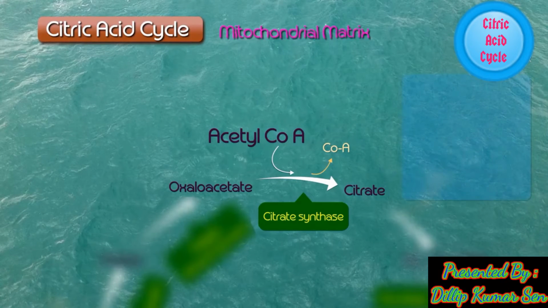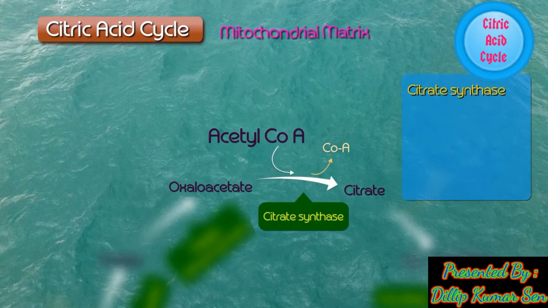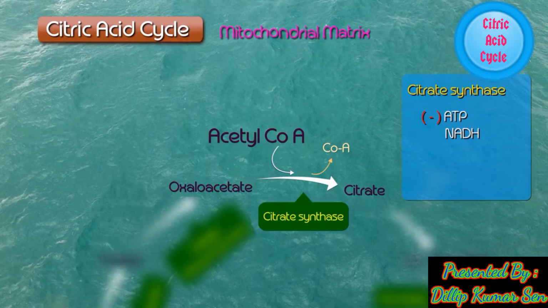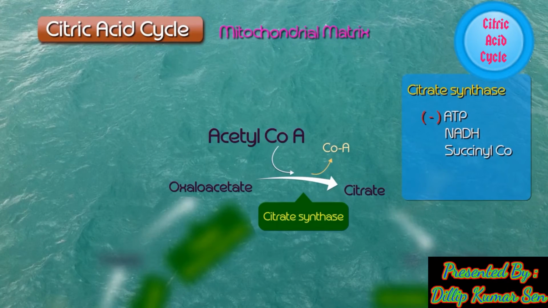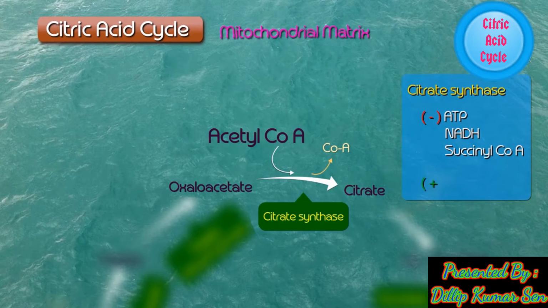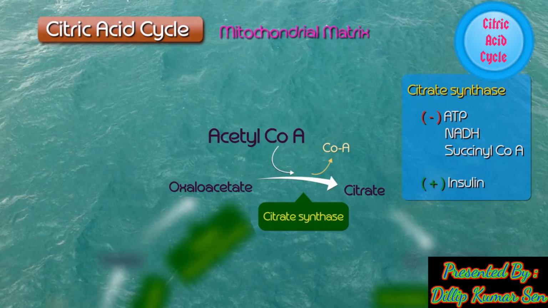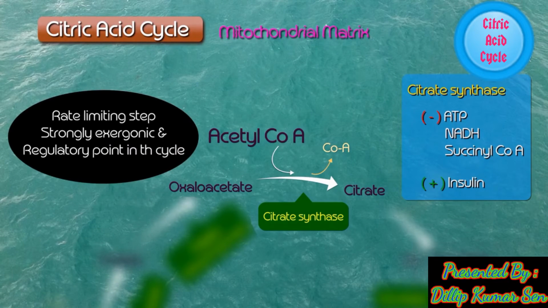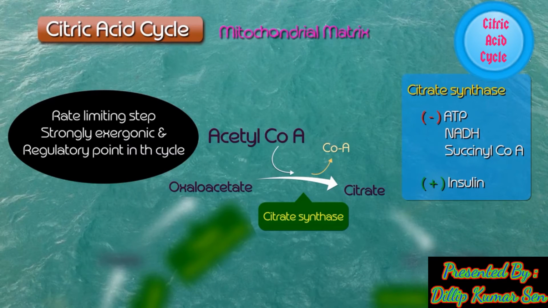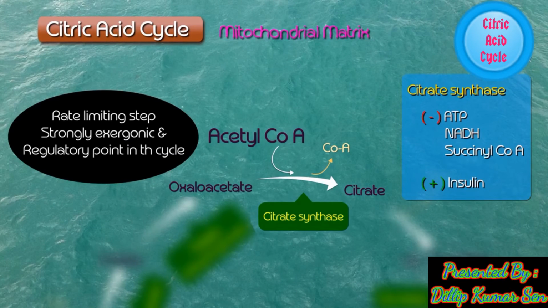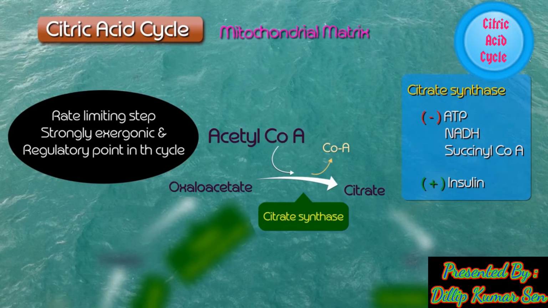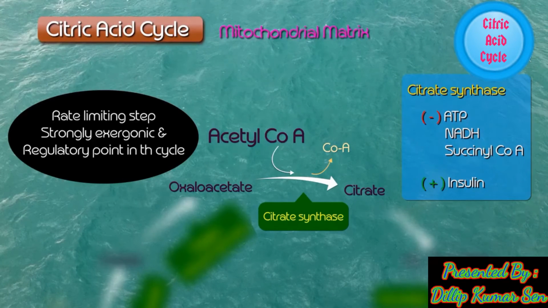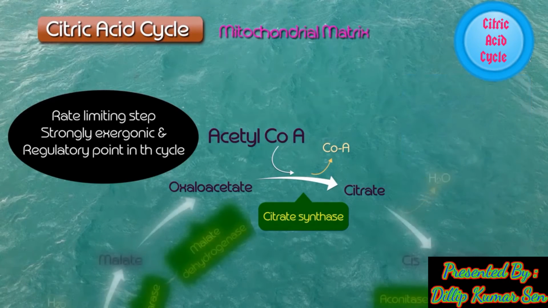So here the citrate synthase is inhibited by ATP, NADH and succinyl CoA, and it is stimulated by insulin. And the citrate synthase is a rate limiting step of the TCA or Krebs cycle. So, strongly exergonic step, and it is a regulatory point in the cycle.